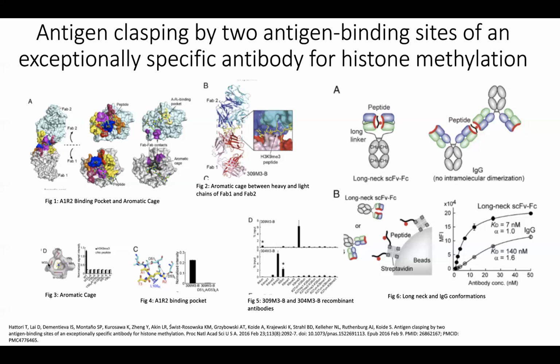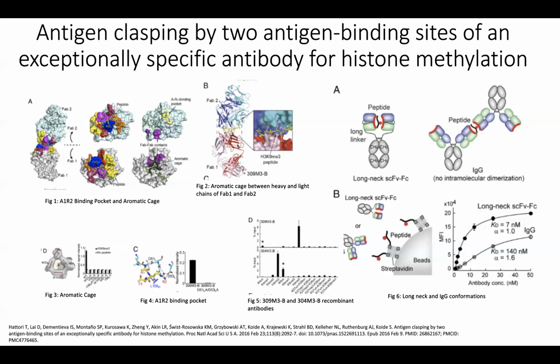In figure 3, you're going to see a closer picture of the aromatic cage found in FAB1, and figure 4 shows the A1R2 binding pocket in more detail. The reason that these are more specific is they use more CDRs through antigen clasping, which allows for more specific connections.